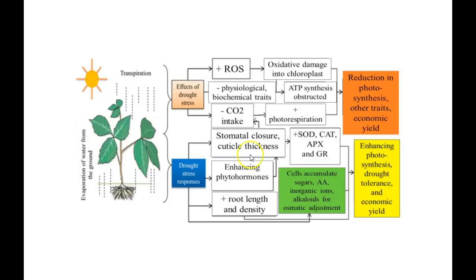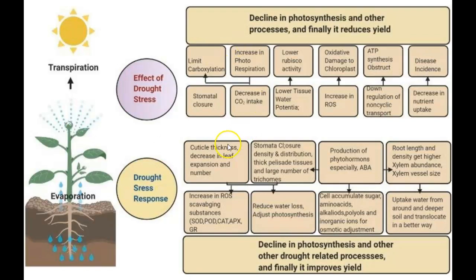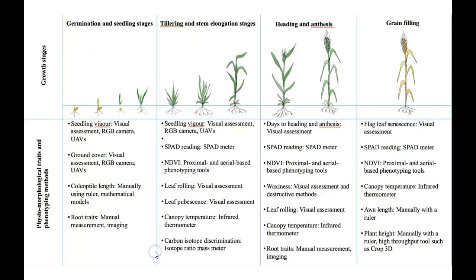This is also indicating the drought stress responses. These are also drought responses: decline in photosynthesis and other processes, and finally reduced yield. If we make improvement in drought stress response, then there could be improvement in the yield. This is also a picture which is indicating how the growth stage is affected physiologically and morphologically with the drought stress.